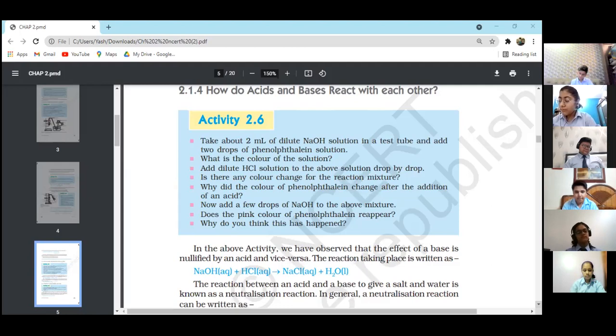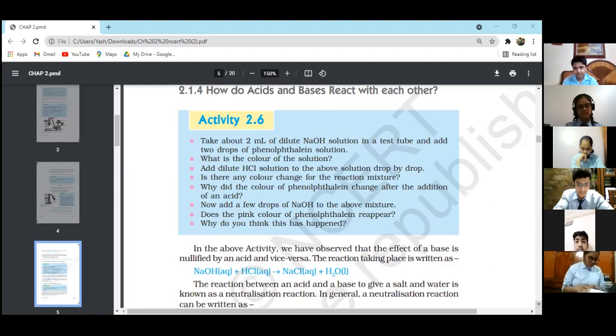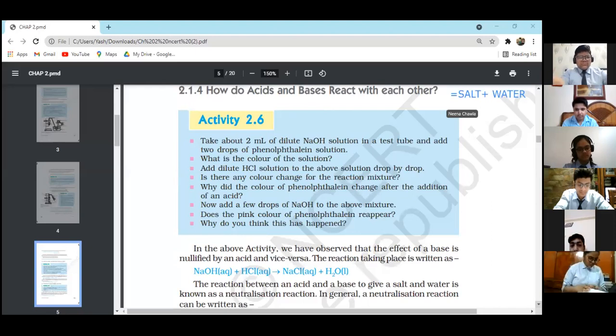What color will you observe? Phenolphthalein is what? An indicator or a chemical? Ma'am, chemical indicator. It's a synthetic indicator. Very good. So what color will you observe? Ma'am, pink. Pink, right? So what is the color of the solution? We will write here pink. The solution will change to pink in color, right?